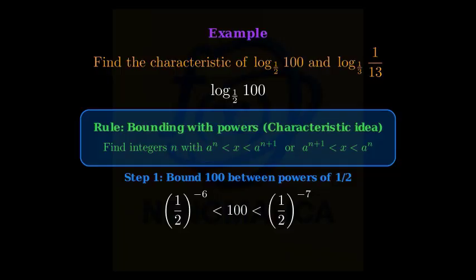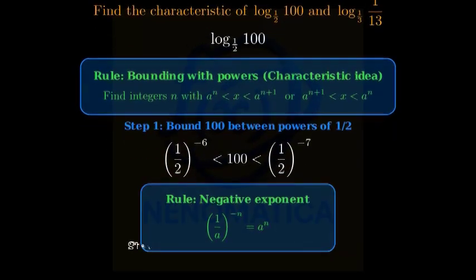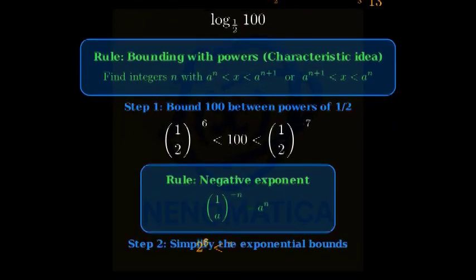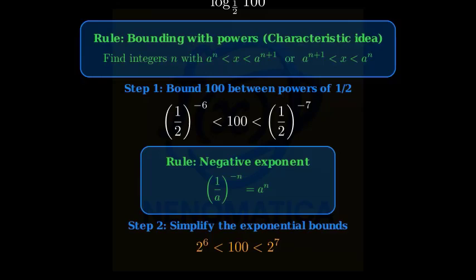Next, we simplify the negative powers of 1/2. This turns them into powers of 2. Now, apply logarithm base 1/2 to each part. Because the base is between 0 and 1, the inequality reverses.